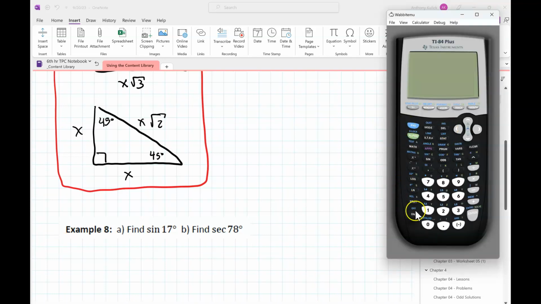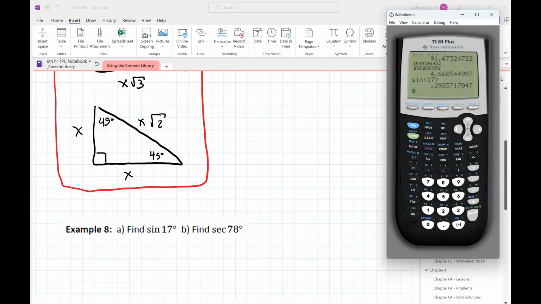Before I punch this into my calculator, what do I need to make sure of? Yeah, I have to check my mode to make sure I'm in degree mode. I switch back and forth all the time because I teach all these different classes. So I'm going to check back to degree mode. Sine of 17, well, that's easy. There's a sine button right on my calculator. So boom, there's my sine of 17.